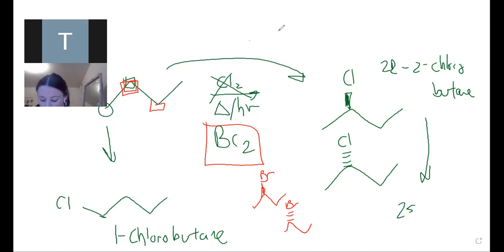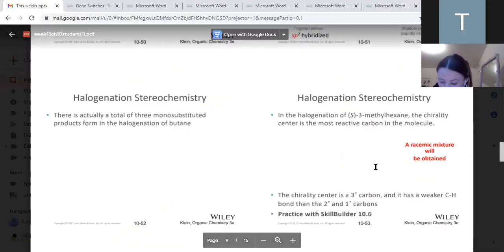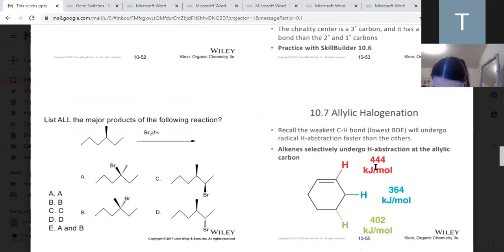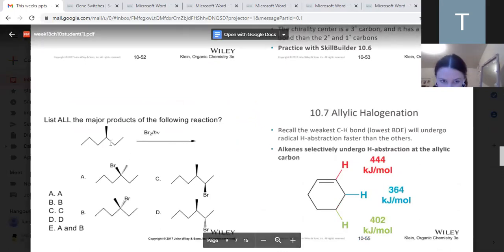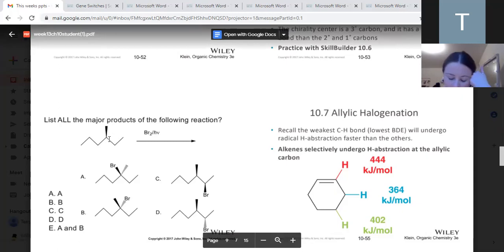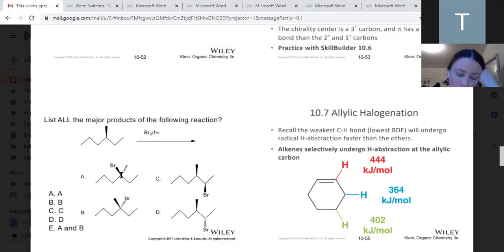All right, so let's go ahead and go back. Okay. So now, in the halogenation of S-3-methylhexane, the chirality center is the most reactive carbon in the molecule. And so when we think about this, how many products do you have in this one? You have 2. Yep. Because your bromine is going to add to your tertiary carbon, which is right here. And so you're going to add either in the S conformation or the R conformation.